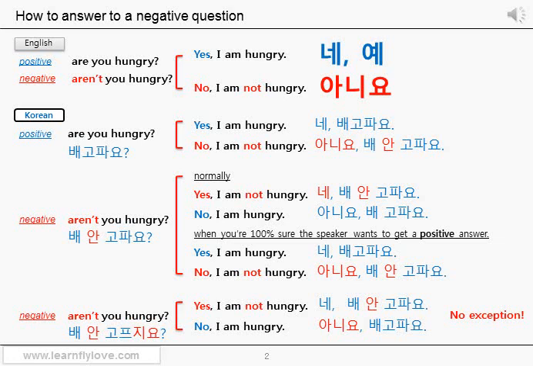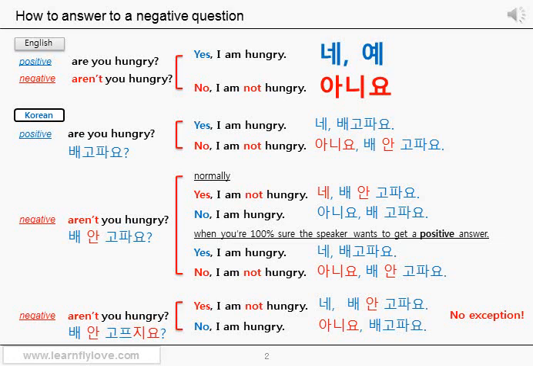Okay, then how to answer a negative question? It's a bit complicated. Please listen carefully. In Korean, yes, which is 네 or 예, means yes, what you've just said is correct, no matter whether the question was in a positive form or a negative form. So, needless to say, no, 아니요, means what you've just said is wrong, no matter whether the original question was positive or negative. Do you understand? So it's the matter of correct or wrong, not the matter of yes or no.